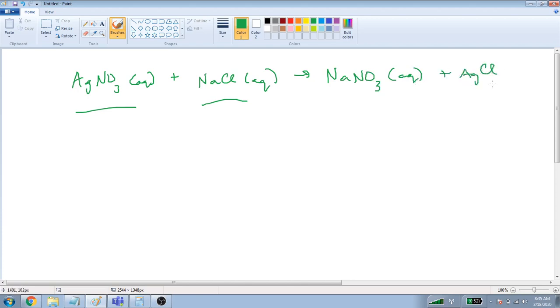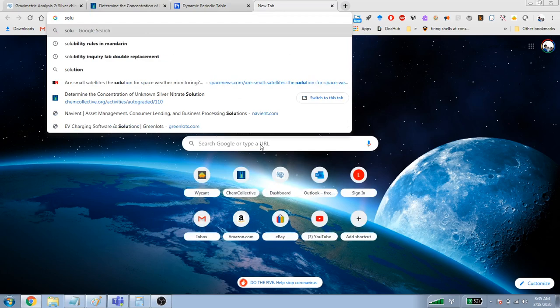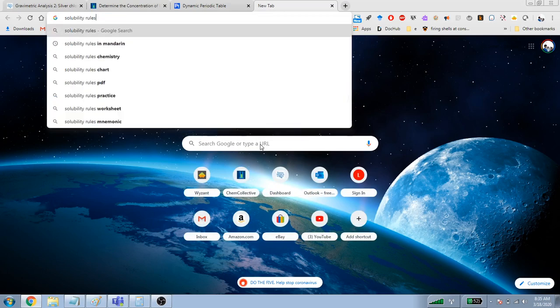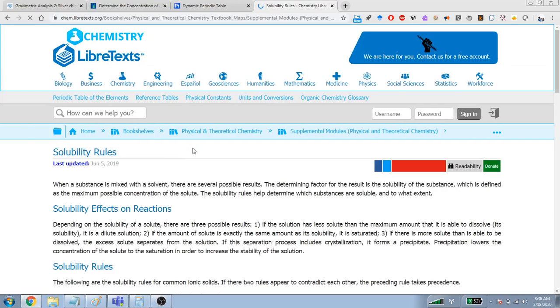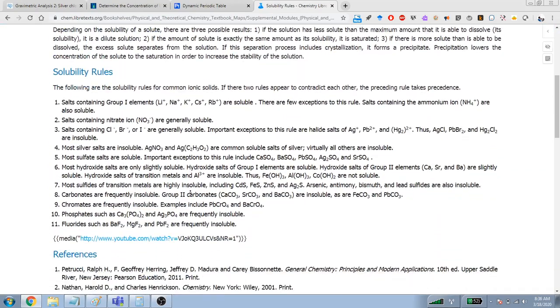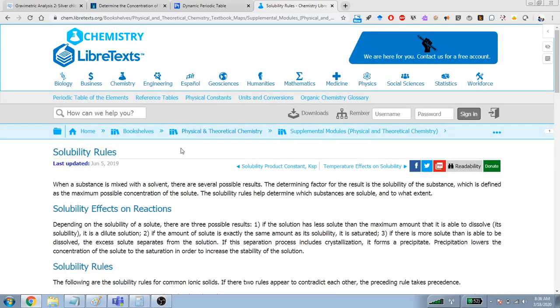Now, is silver chloride solid or aqueous? To figure that out, we hope that it's solid, because to do gravimetric analysis, you need a solid product. Let's see. We just Google solubility rules, and it looks like there are some nice solubility rules here.